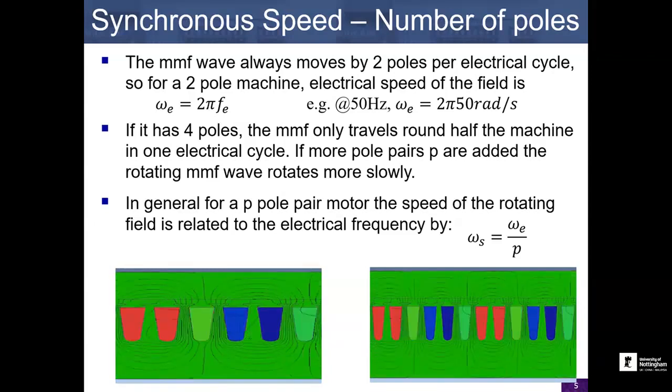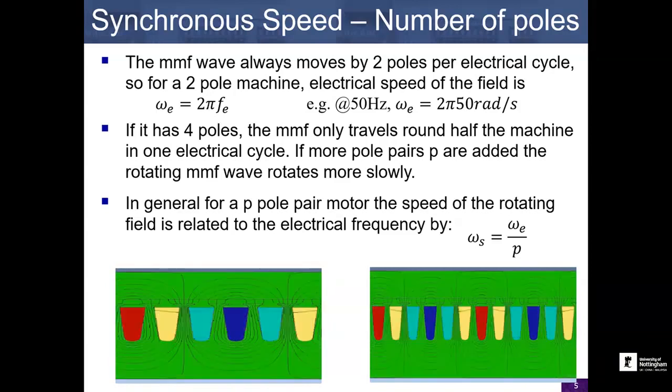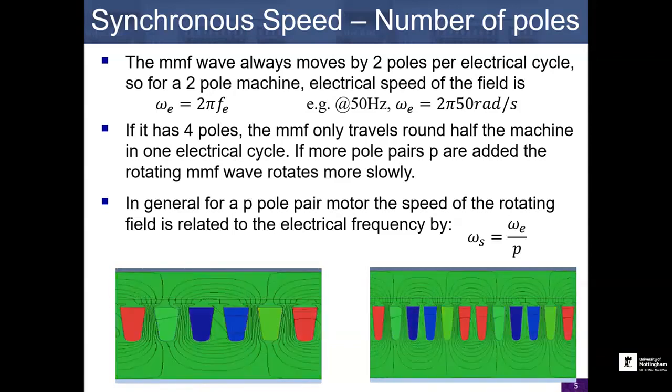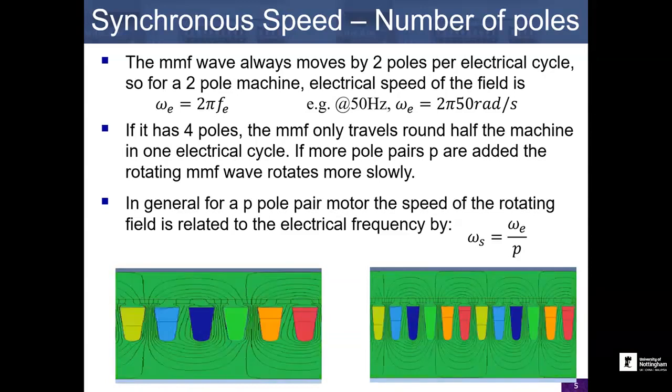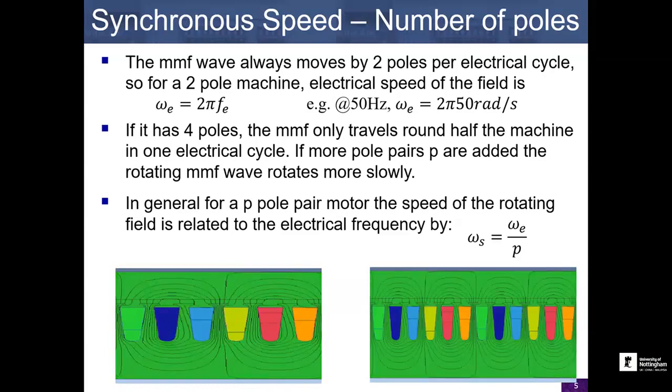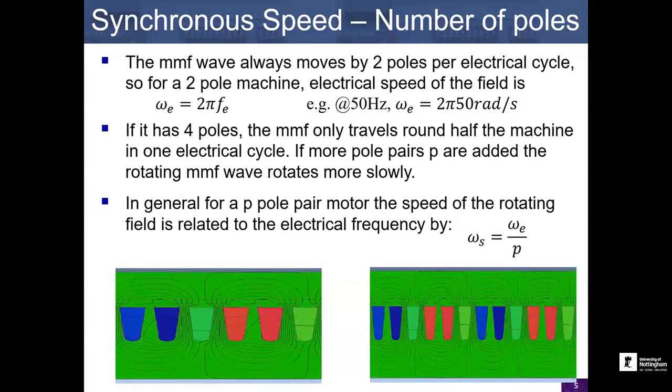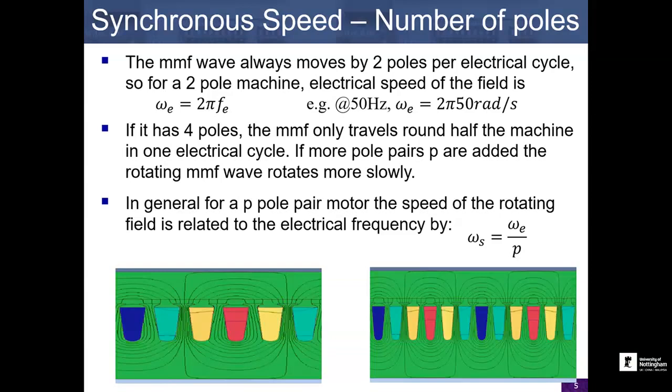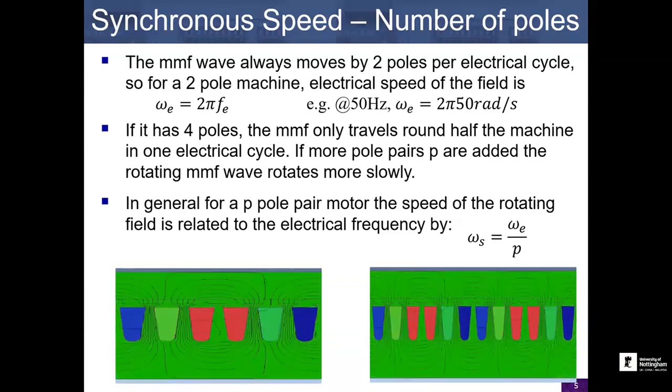So we get our synchronous speed, the speed of travel of the field, being related by the number of pole pairs to the electrical speed. So if we put in a certain frequency into two machines, one of which has 2 pole pairs, the other of which has 4 pole pairs, the field of the machine with 4 pole pairs travels at half the effective speed. So this is a way we can actually manipulate the speed of our machines, and it's a very common way we see different speed machines develop for the market for different applications without having to go to variable speed drives and other more expensive solutions.